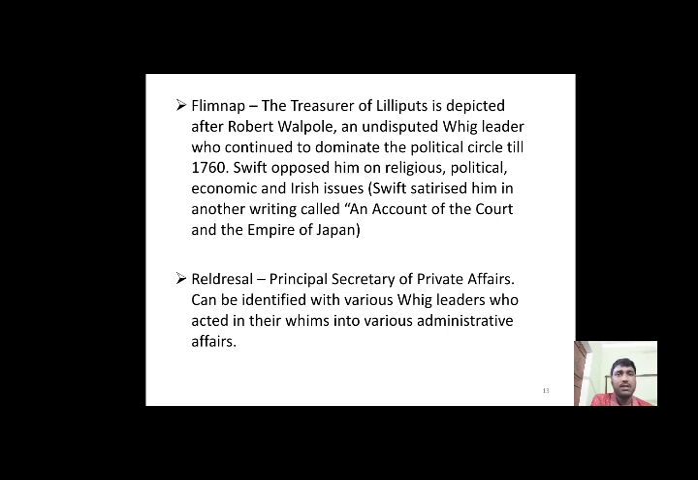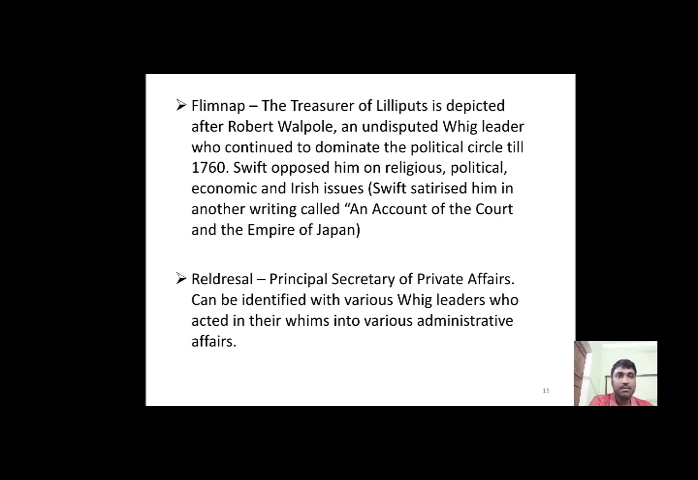Here, Flimnap. He was the treasurer of Lilliput, and he is depicted after Robert Walpole. And as I told you, Robert Walpole was an undisputed Whig leader who became very powerful when George I came to power in 1714, and who continued to dominate the political circle till 1760, which is not important here because Gulliver's Travels was published in 1726. So we are not concerned with what happened after 1726.